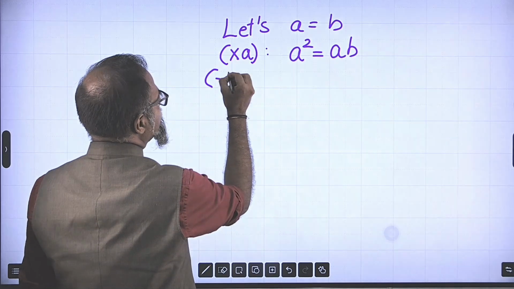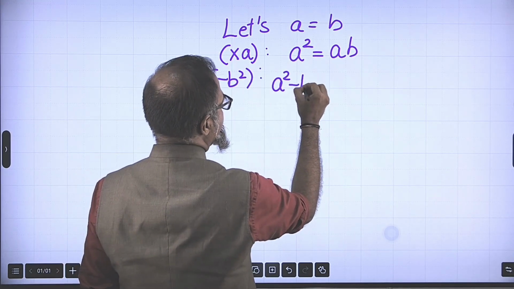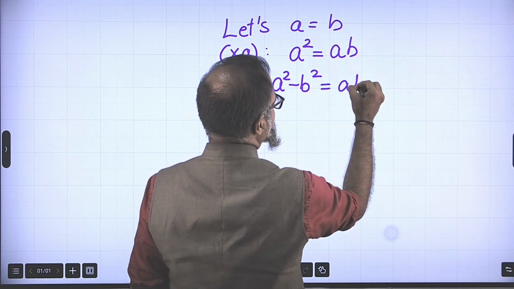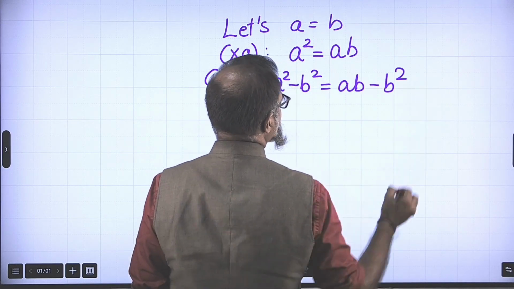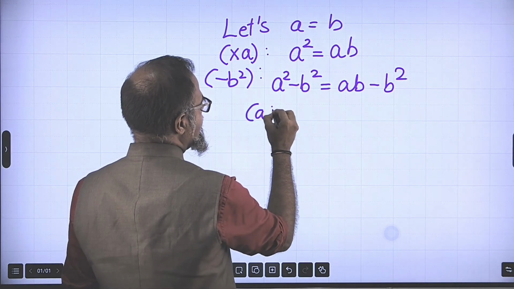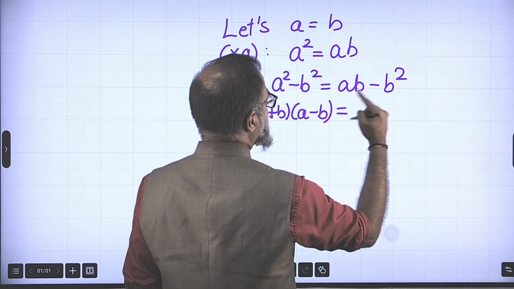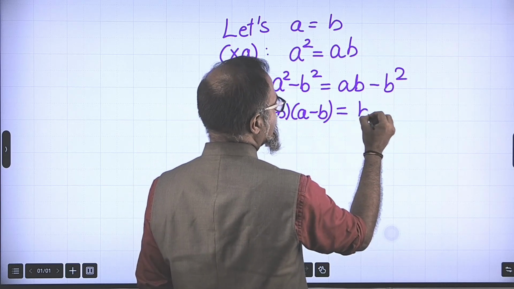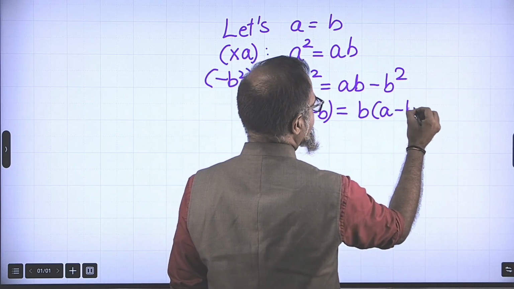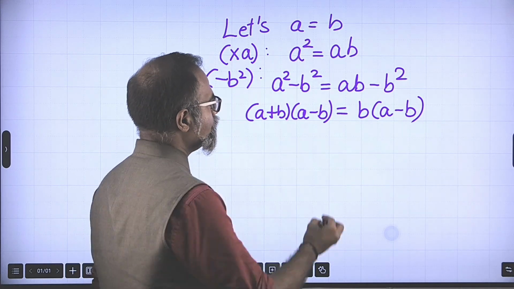Now, subtracting B square from both the sides, I get A square minus B square is equal to AB minus B square. So A square minus B square can be written as A plus B into A minus B. On the right hand side, if I take out the B common, I can write it as A minus B. Now A minus B is common on both the sides.